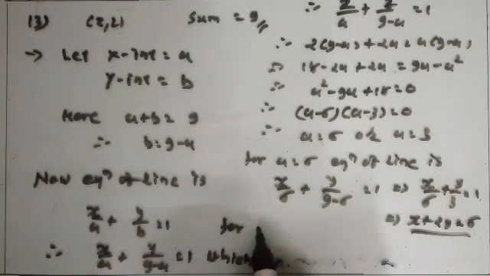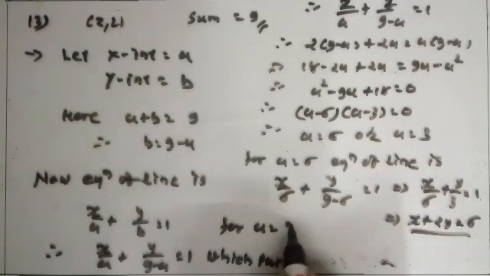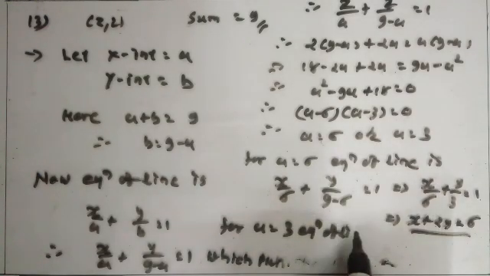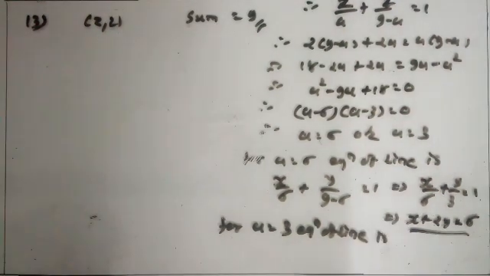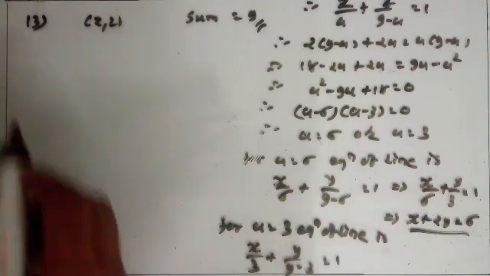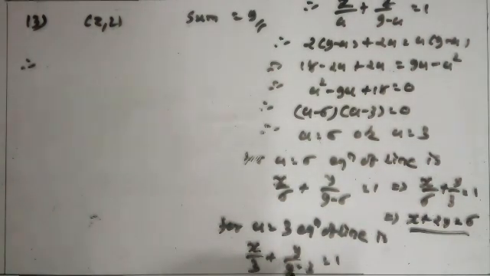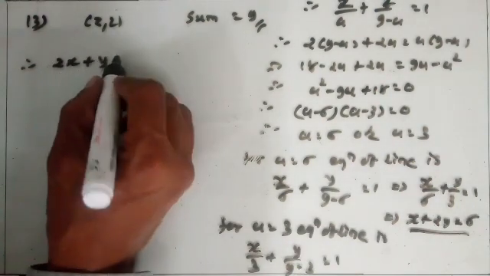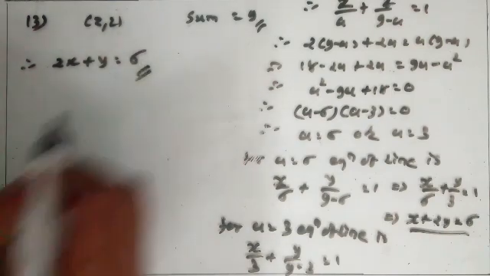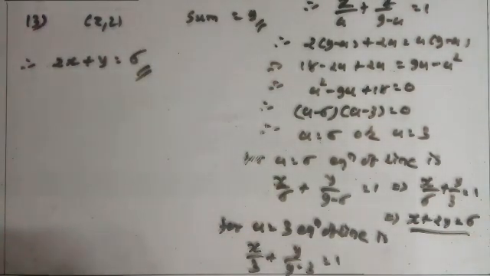And for A is equal to 3, the equation of line is x upon 3 plus y upon 9 minus 3 is equal to 1. Here 9 minus 3 is 6. Taking LCM 6, we get 2x plus y is equal to 6. Clear? So this becomes the second equation of the required line.